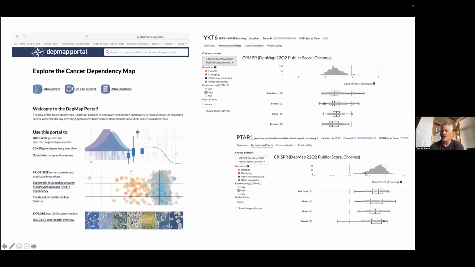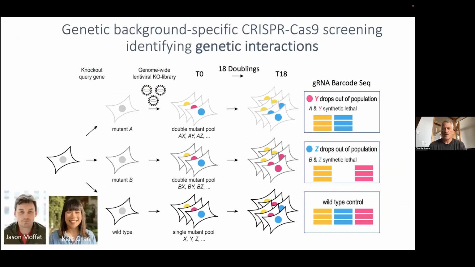It has a slight fitness defect. And again, you can see this variable fitness, and there's some cell lines where it's absolutely essential. And presumably this is through some kind of synthetic lethal genetic mechanism.